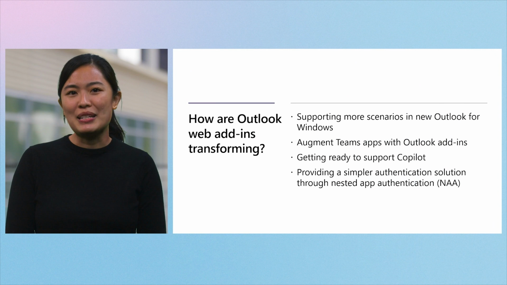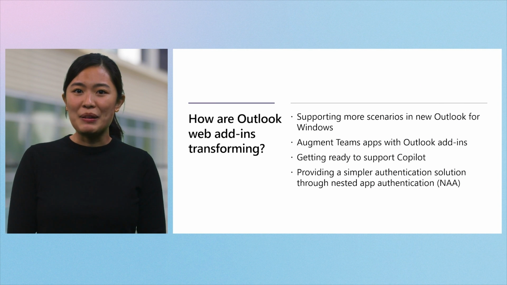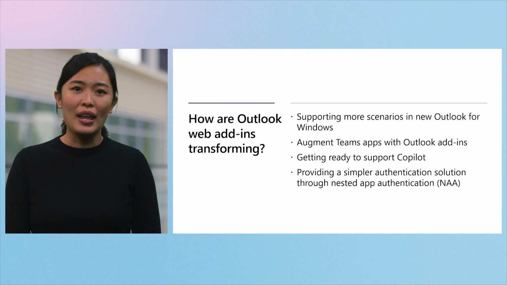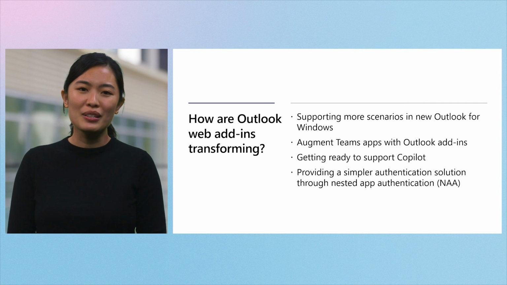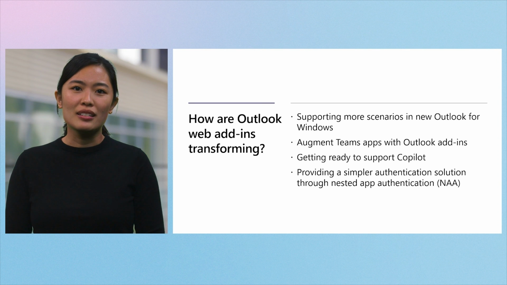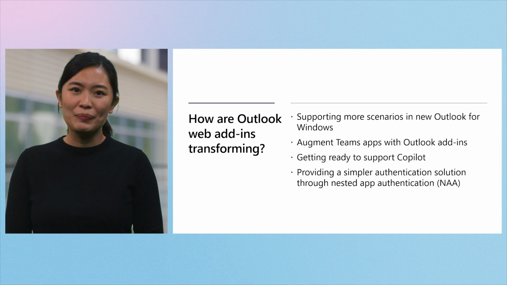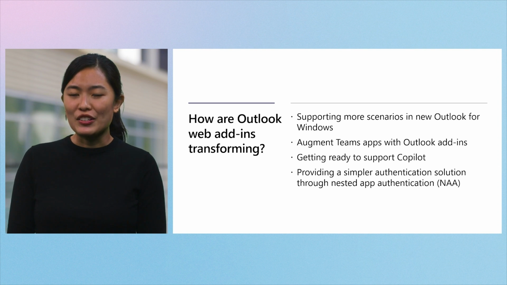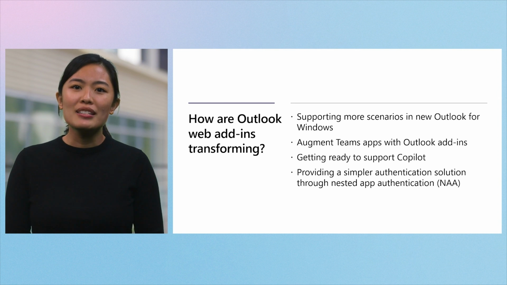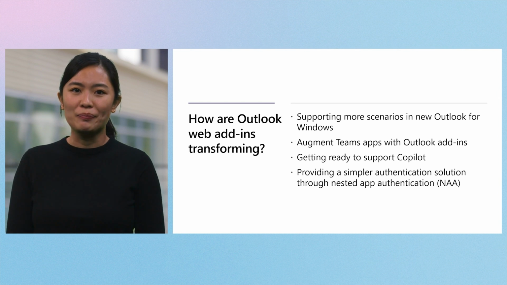There are many things happening in the Outlook add-in space, but today we'll focus on: 1. How even more scenarios are now supported for web add-ins in new Outlook for Windows. 2. How you can create Teams apps with Outlook add-ins to make your solution available across various Microsoft 365 products. 3. How Teams apps will be the entry point for future solutions, including Copilot integrations. And finally, how you can simplify authentication in add-ins through Nested App Authentication, or NAA.